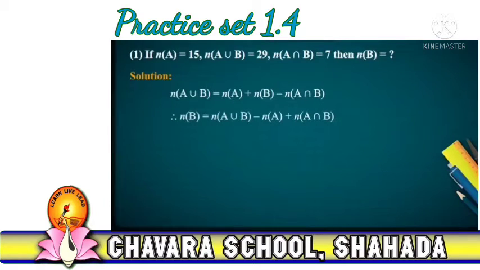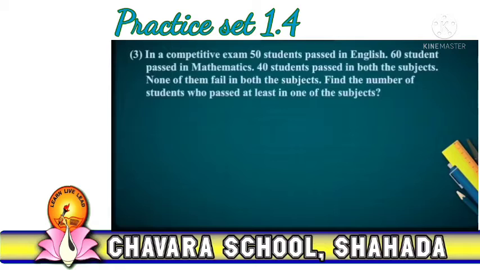Therefore, the number of elements in set B is equal to the number of elements in set A union B minus the number of elements in set A plus the number of elements in set A intersection B. That is, 29 minus 15 plus 7 is equal to 21.